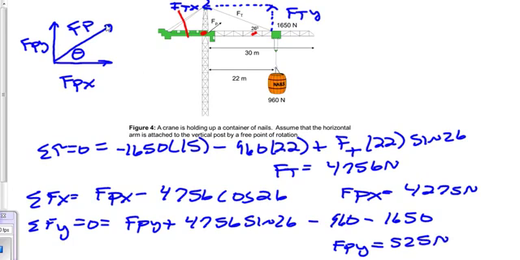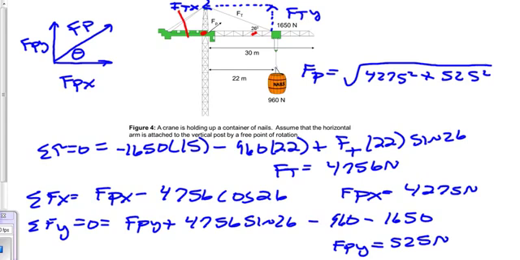Okay, and then our job is to get the value of force pull. So we just need to Pythagorize those together. So force pull is going to equal the square root of 4,275 squared plus 525 squared. And the force pull is equal to 4,307 newtons. Now we could find the value of the angle, we're not going to, but all you need to do then is take the inverse tangent of 525 divided by 4,275 in order to get that angle.